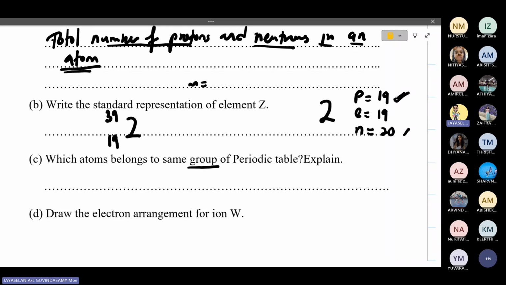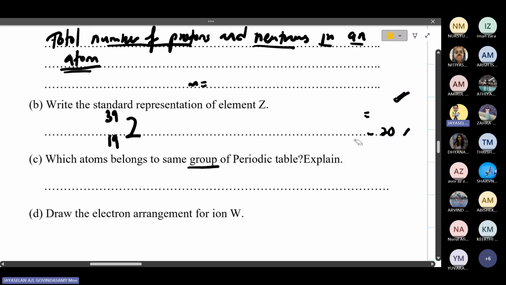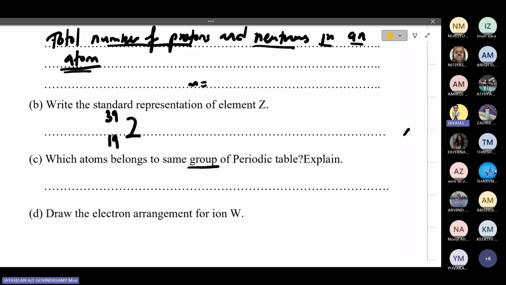Okay, periodic table. In the periodic table, always remember the group belongs to valence electron. If valence electron 1, group 1. Valence electron 2, group 2. 3, 13. 4, 14. 5, 15. 6, 16. 7, 17. 8, 18. And the period, must remember this one.